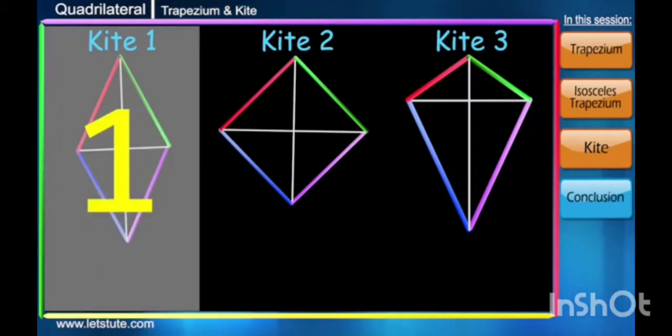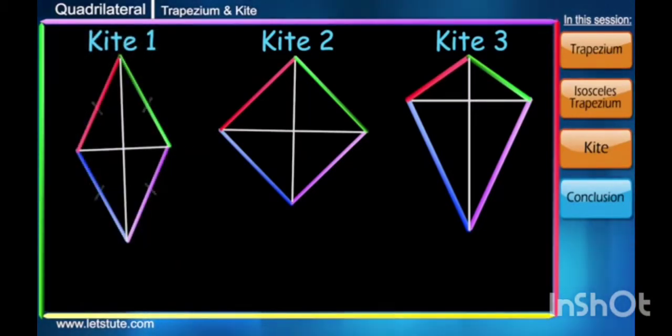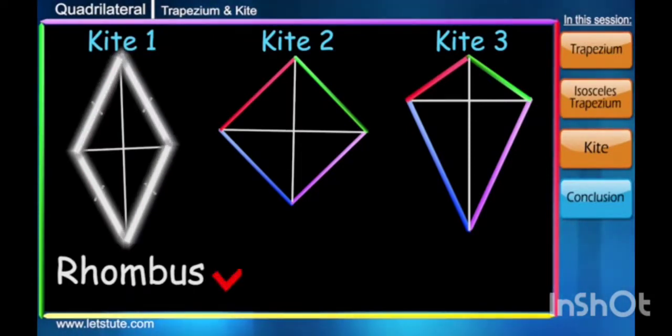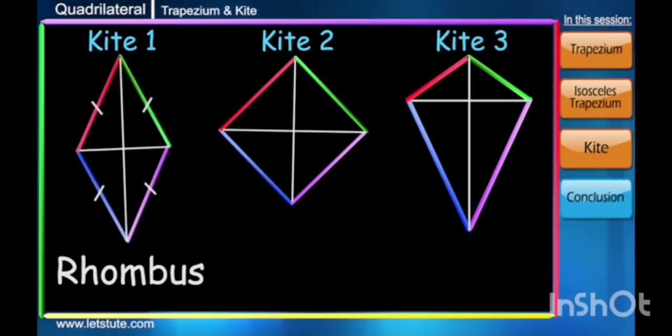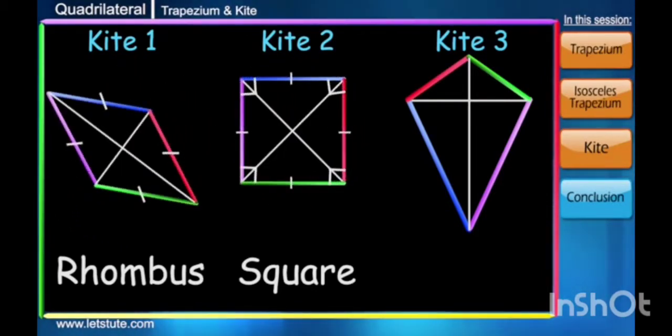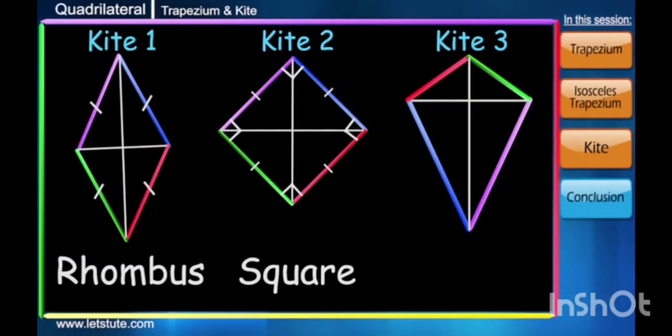See my first kite. All its sides are of equal length. Can we call it a rhombus, which we have learned in our previous session? If all the sides are equal, they have to be parallel, so it becomes a rhombus, right? It could have been a square also, like my second kite, as it makes 90 degrees of angle at the corners. Simply, if we rotate or flip a rhombus or square, it looks like the shape of a kite only, right?